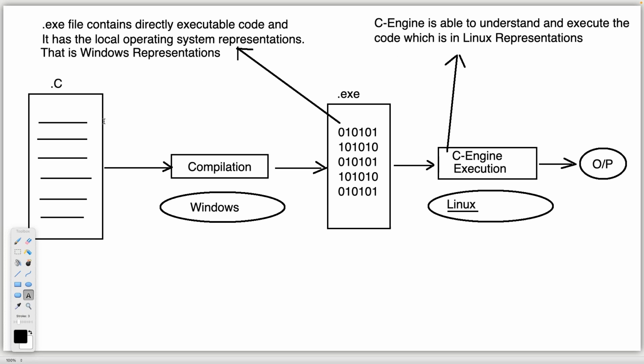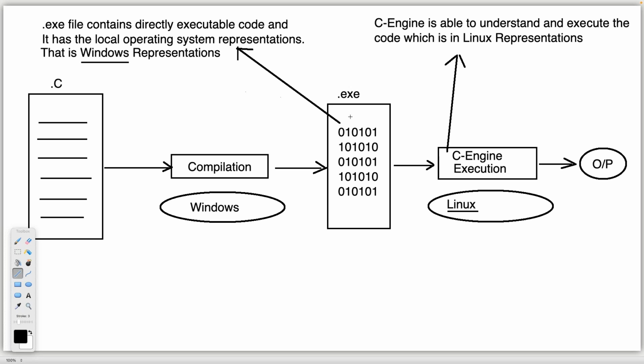Now understand it. Once again, I have written a C program. I compiled my C program on Windows operating system. What file did I get? An .exe file. The .exe file contains what representations? Windows. Fine. My C engine is available on what operating system? Linux. It can understand what representations? Linux representations only. Now in this case, we are providing Windows representations to the C engine which is on Linux operating system.